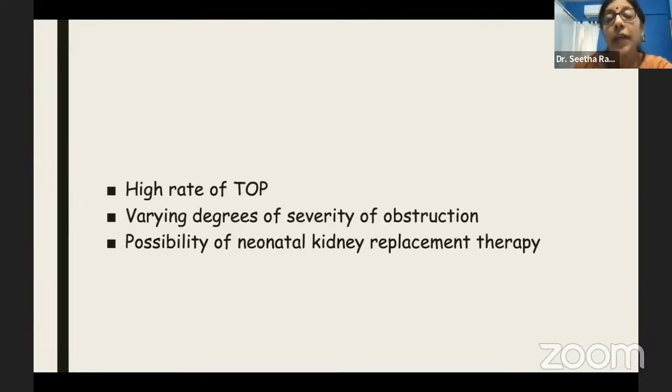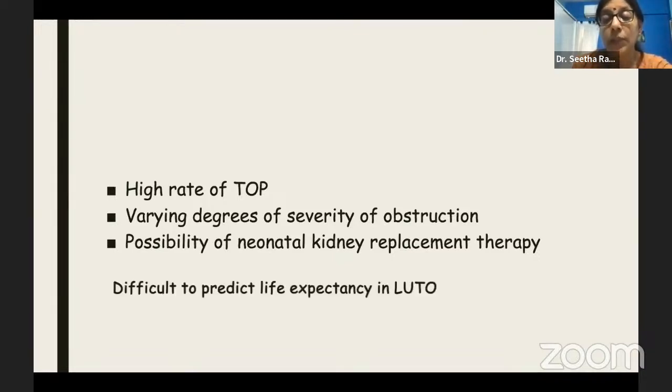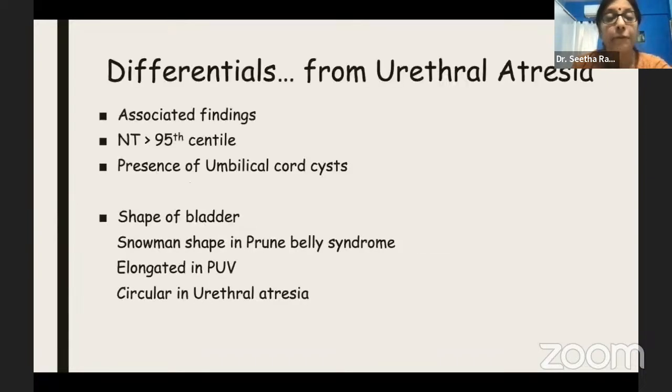So because of the high rate of termination of pregnancy, the minute you see oligohydramnios, or even if there is lack of availability of treatment in whichever centers they are diagnosed, because of the varying degrees of severity of obstruction that we see, and the possibility that we're not able to predict what ultimately will happen to this fetus in the neonatal period, it is difficult to predict life expectancy in LUTO, because we don't know what the absolute outcome would be later on in life.